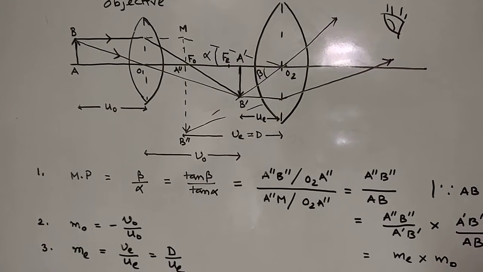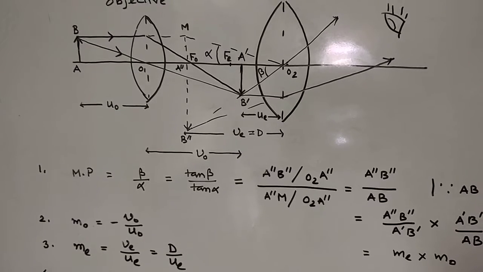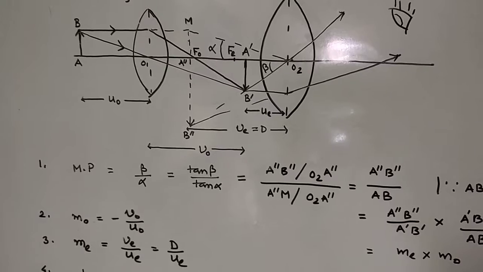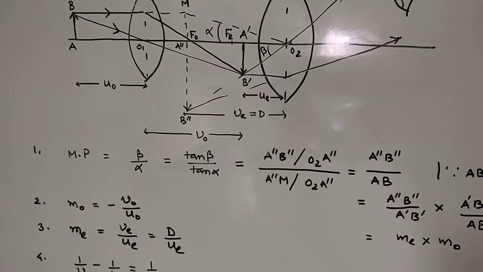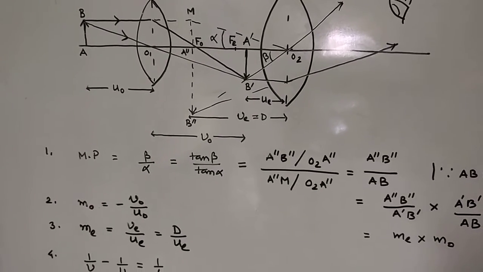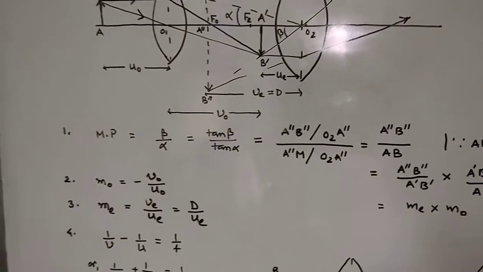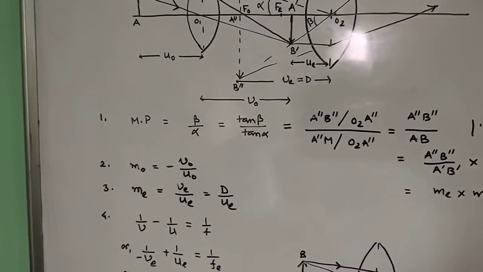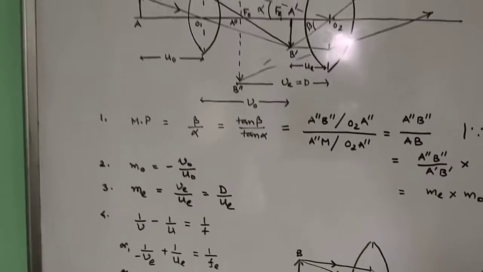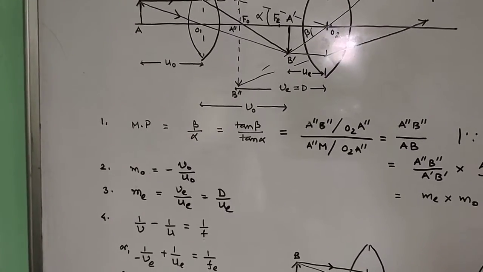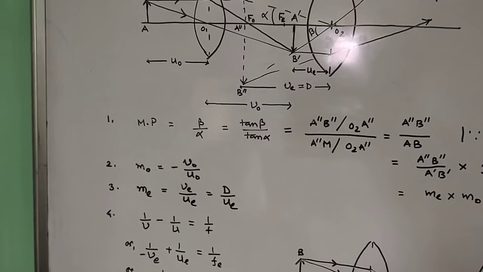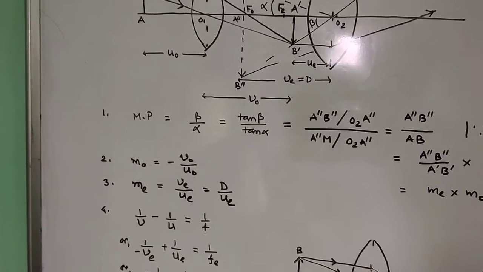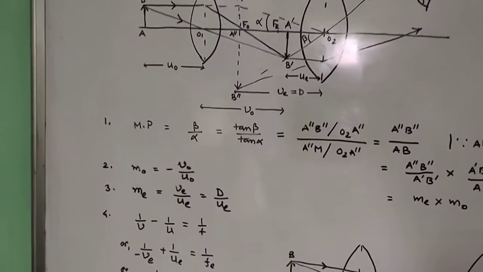So here you will get v by ue, both negative, that's why they cancel out. So it is d by ue. Now if you use the lens formula, 1 by v minus 1 by u equals 1 by f, and if you apply this to the eyepiece lens, it should be minus 1 by v minus, that is plus 1 by ue, equal to 1 by fe.